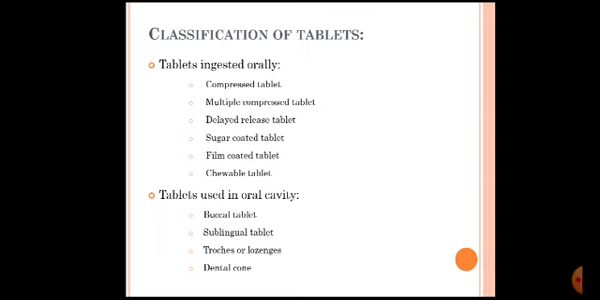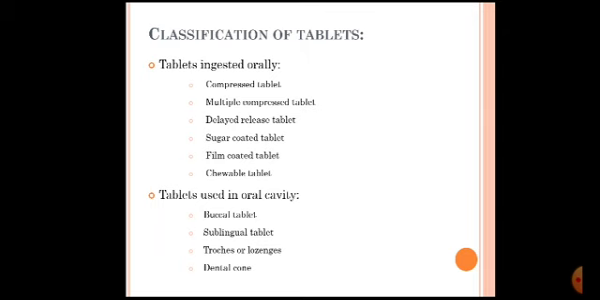Then classification of tablets. Tablets are mainly classified into four different groups. Among them, tablets ingested orally is the first group. This group contains tablets which are intended to be ingested by oral route. Examples of such tablets which are ingested orally are compressed tablet, multiple compressed tablet, delayed release tablet, sugar coated tablet, film coated tablet, chewable tablet. So these tablets are ingested and go inside the stomach.